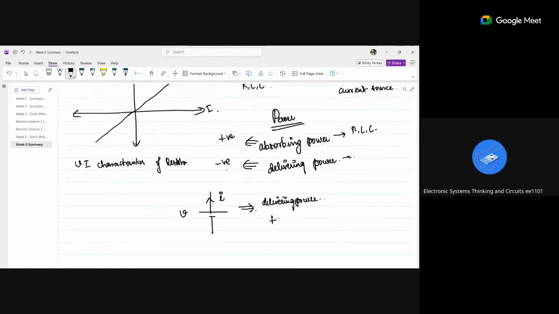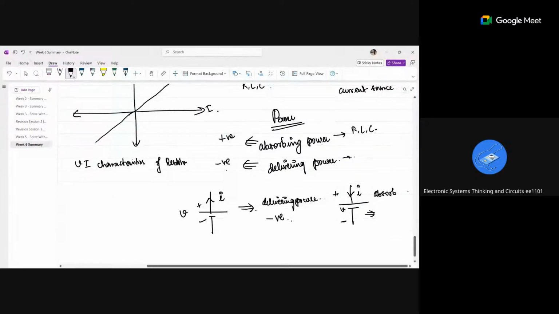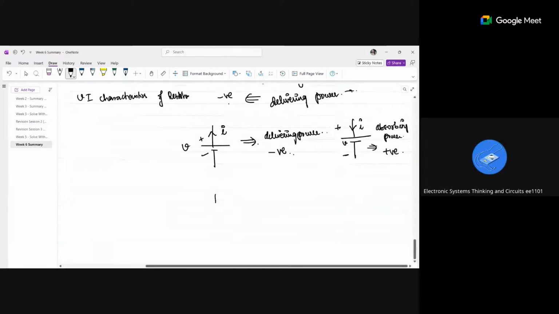So since this is delivering, we'll take it as negative. If there is a voltage source and the current is entering the voltage source V, what is it? Absorbing power, so positive. Oh, sorry, what I said: absorbing power is positive and delivering power is negative. Since this voltage source is delivering power, I will take it as negative, whereas this voltage source is absorbing power, so I will take it as positive. In the same way, if there is a current source I which is delivering the current I, and the voltage across it is V.